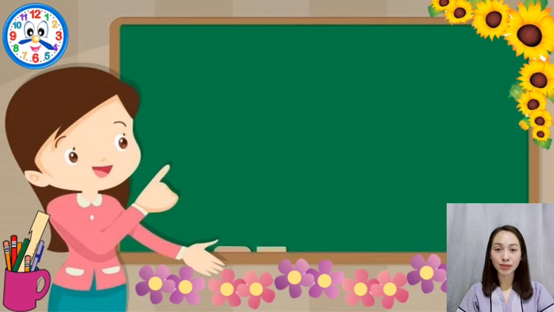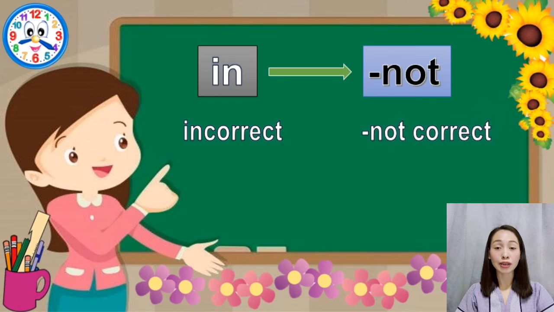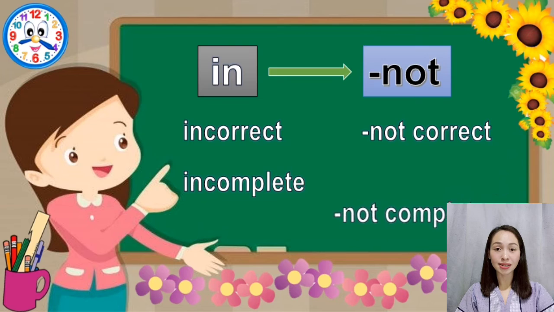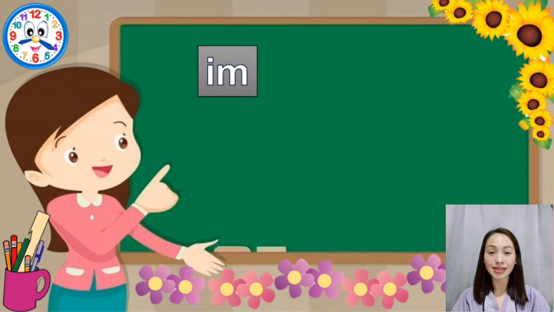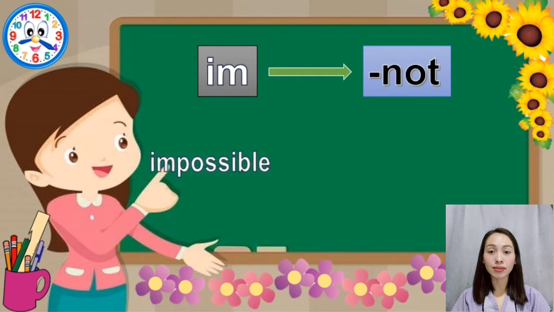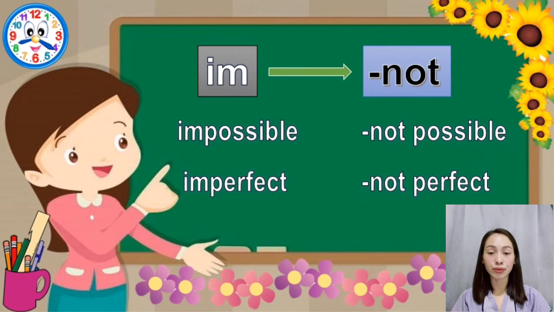Here are the most commonly used prefixes. First, we have in. In means not. For examples, incorrect, which means not correct. Another one, incomplete, which means not complete. Another prefix is im. Im also means not. For example, impossible, which means not possible. Imperfect, which means not perfect.